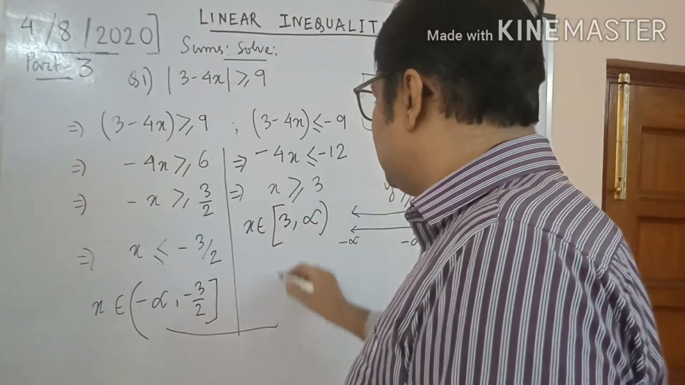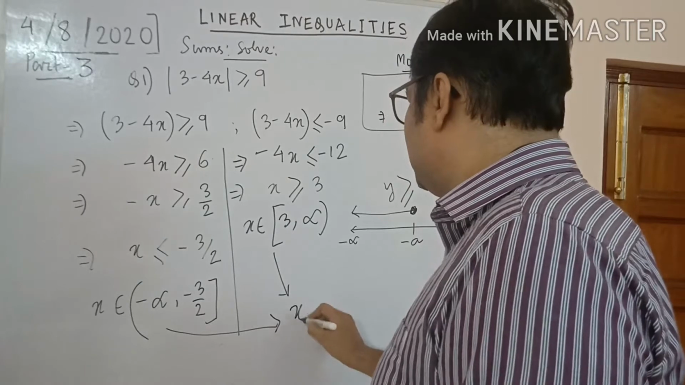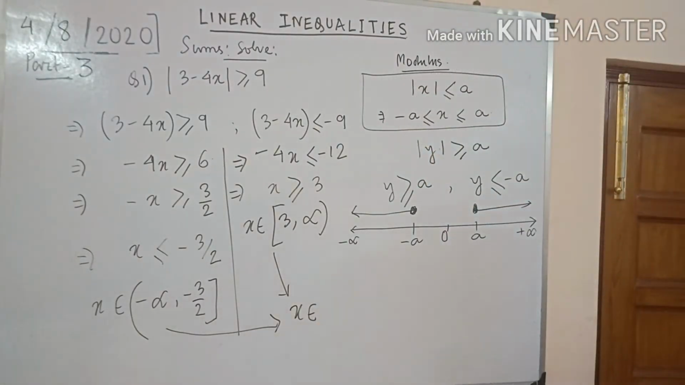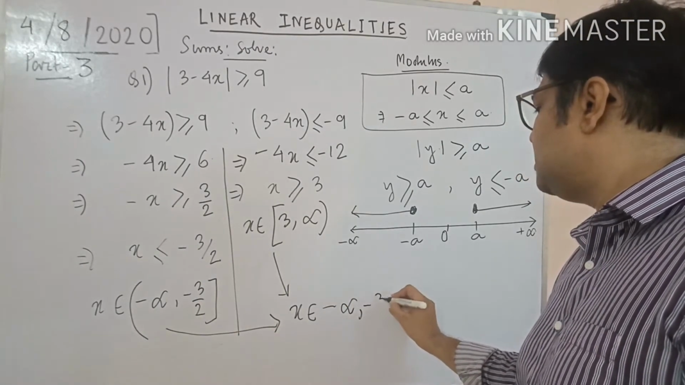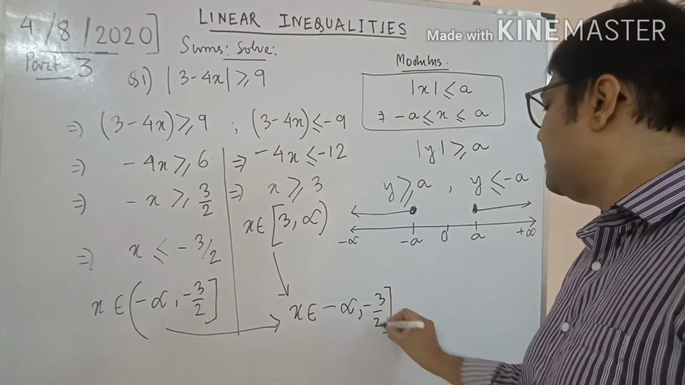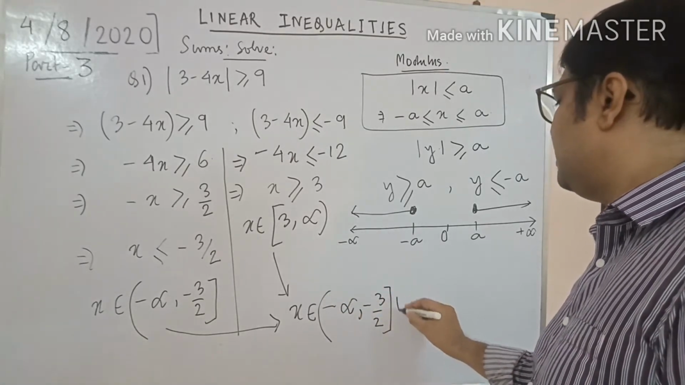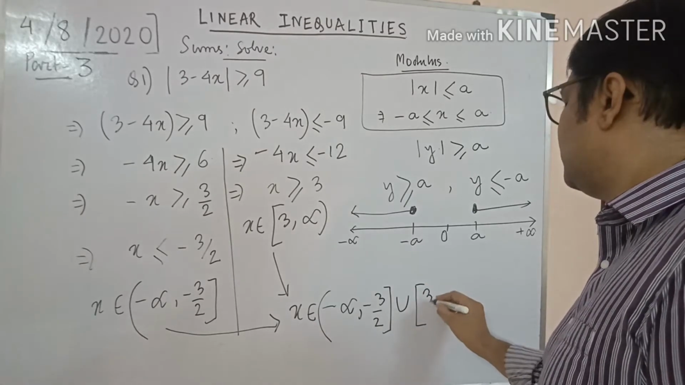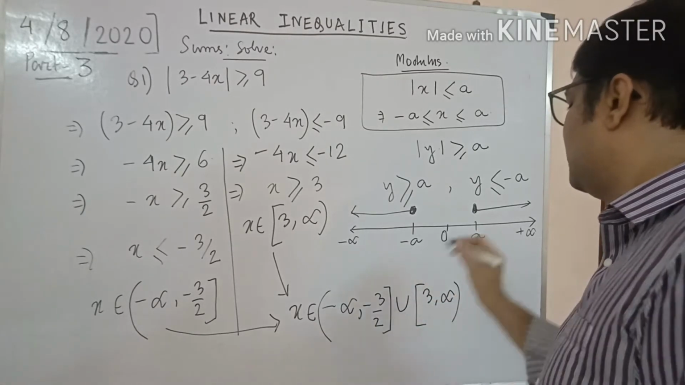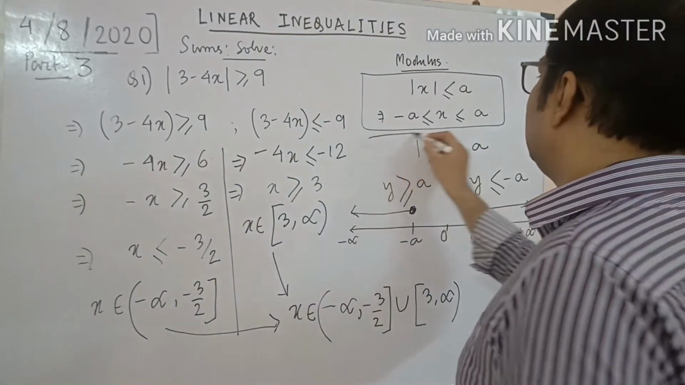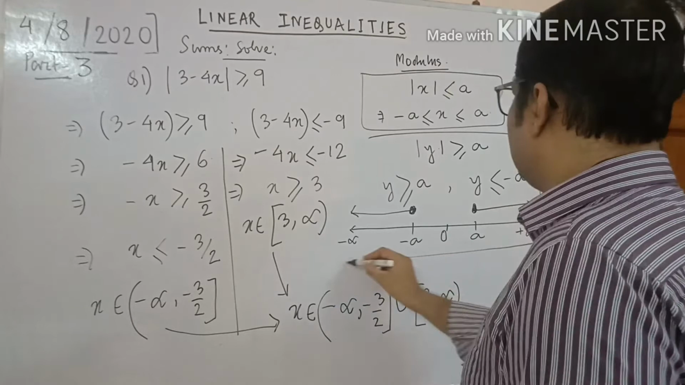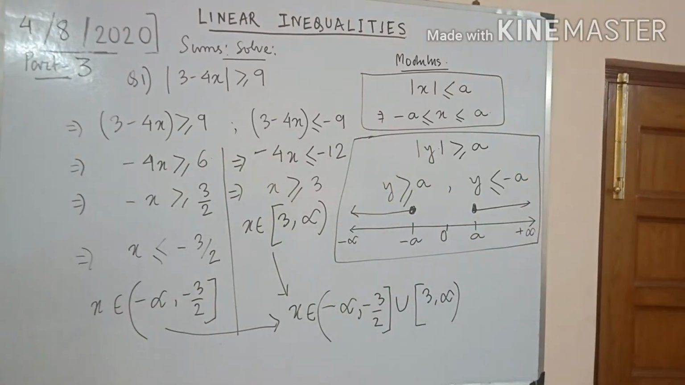When we unite these two answers, we get the actual answer: x belongs to minus infinity to minus 3 by 2, united with 3 to infinity. So this is it. Please learn the mod concepts which we have seen above, and this is one of the mod sums. Next we will proceed.